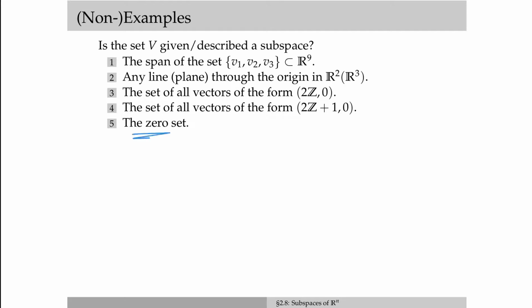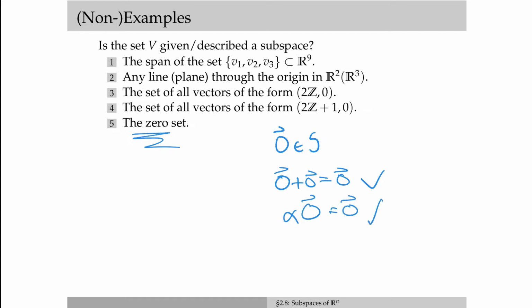The 0 set. Now this one's super cool. Definitely the 0 vector is an element of this set. Now the sum, well, if I add up any two 0 vectors, I definitely get another 0 vector. And scalar multiples, if I do a constant times 0, well, I keep 0. So yes, this is a subspace.